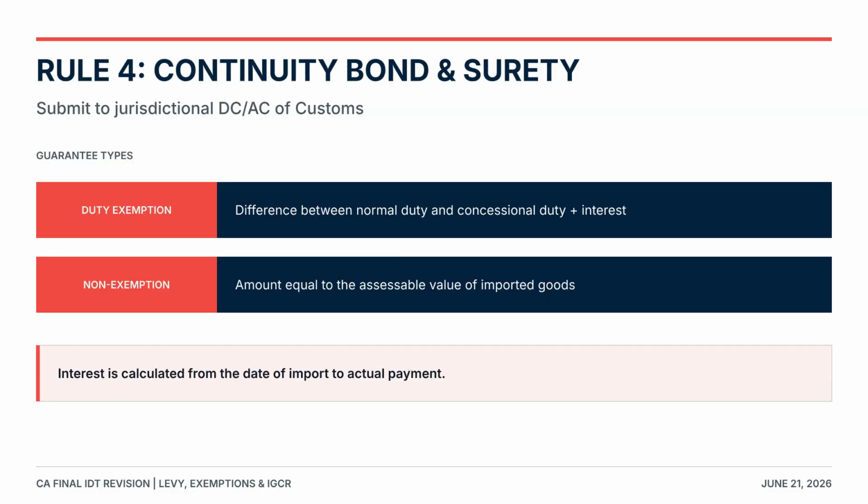Along with prior information, the importer must execute a continuity bond with the jurisdictional deputy or assistant commissioner of customs. The purpose of this bond is to protect government revenue if the importer fails to comply with notification conditions. In cases involving duty exemption notifications, the bond covers the difference between normal duty and concessional duty, along with applicable interest. For certain other notifications, the bond amount may equal the assessable value of imported goods. Interest is calculated from the date of import until the date of actual payment. This mechanism ensures accountability while allowing concessional imports.